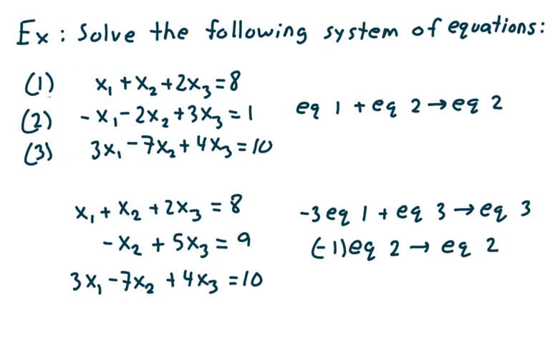Let's take a look at this example. Solve the following system of equations. So here are my equations. x1 plus x2 plus 2x3 equals 8. Negative x1 minus 2x2 plus 3x3 equals 1. 3x1 minus 7x2 plus 4x3 equals 10.